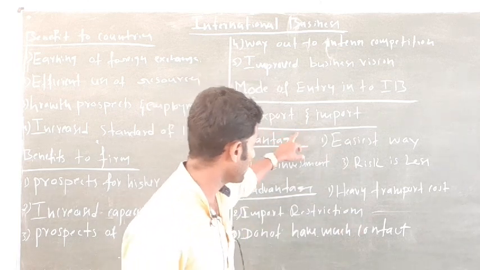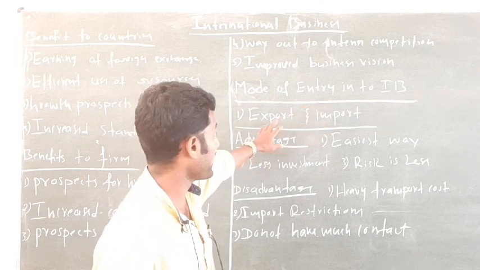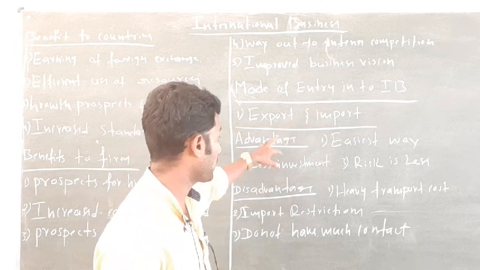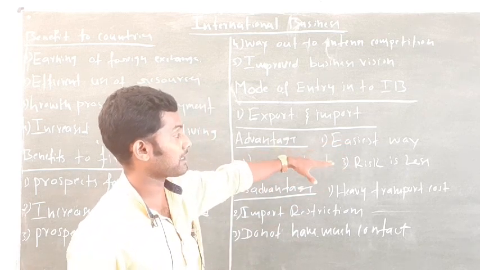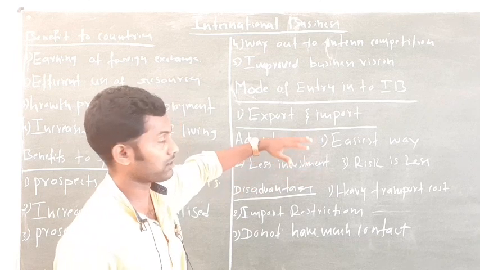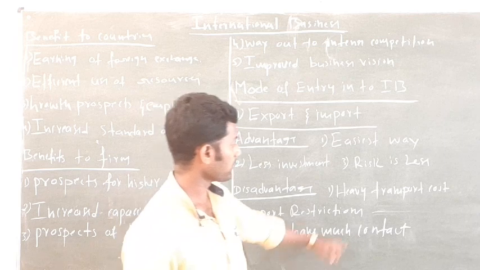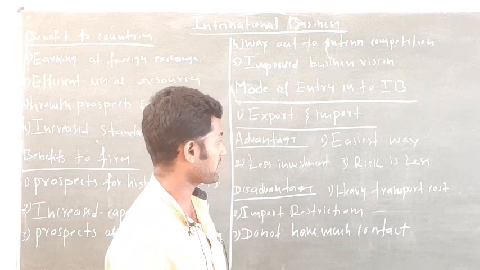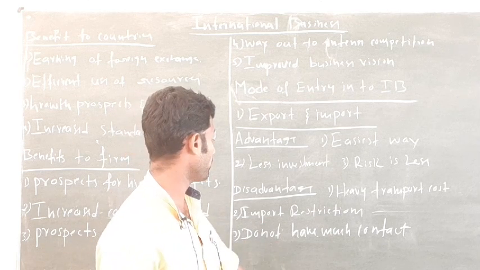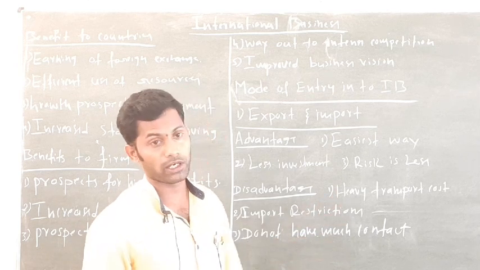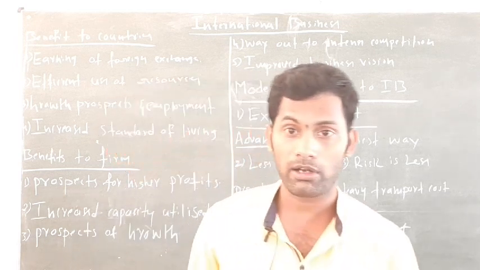In today's class we will discuss only one mode of entry, that is export and import. The advantages are that it is the easiest way, it needs less investment, and the risk is less. Then we have disadvantages. First, heavy transport cost. Second, import restrictions. Then we don't have much contact between the exporter and importer. This is the concept for today's class.